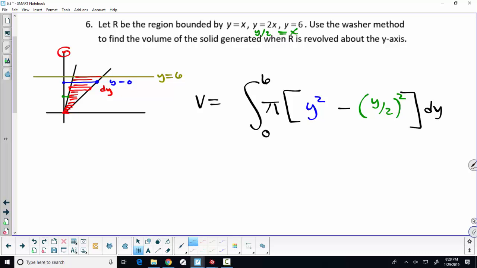All right, setup. Integrating shouldn't be terribly hard. We just have two similar terms there. You should come up to 54 pi. 54 pi for that.